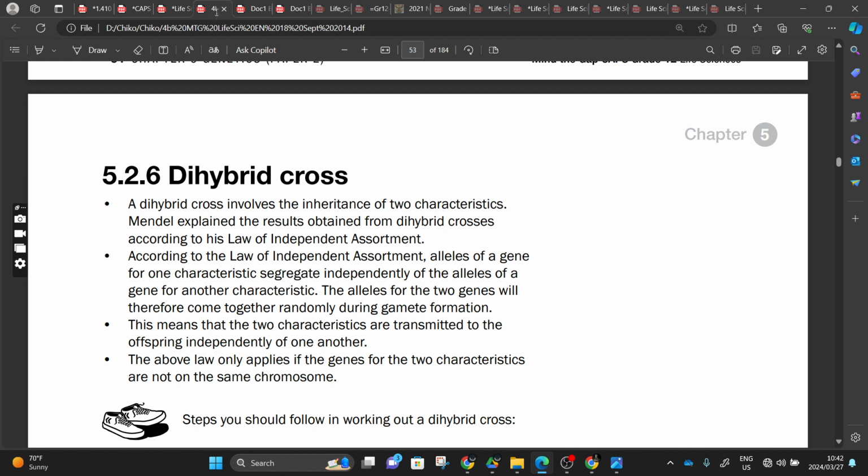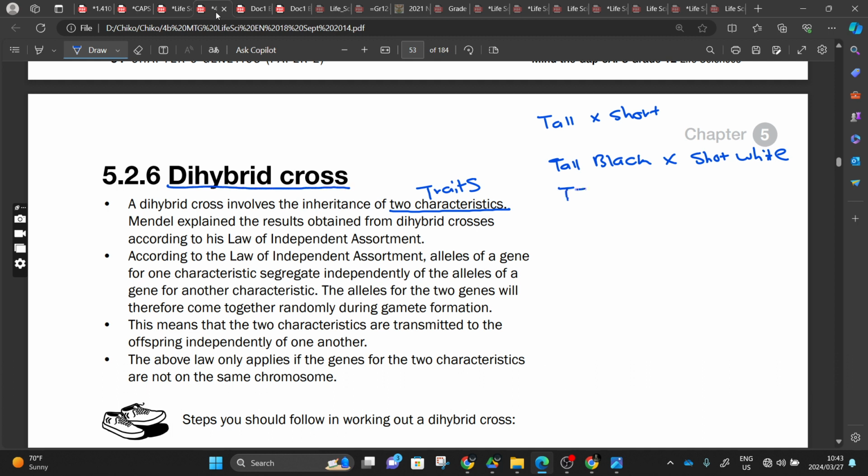And then here, this one is your CAPS, mind the gap. It's dihybrid crosses. A dihybrid cross involves the inheritance of two characteristics or two traits. What are we talking about? First time we talked about a tall plant being crossed with a short plant. And this time around, we are going to say a tall black man was crossed with a short white lady. And from there, these will be the two characteristics that we will be doing with the dihybrid cross.